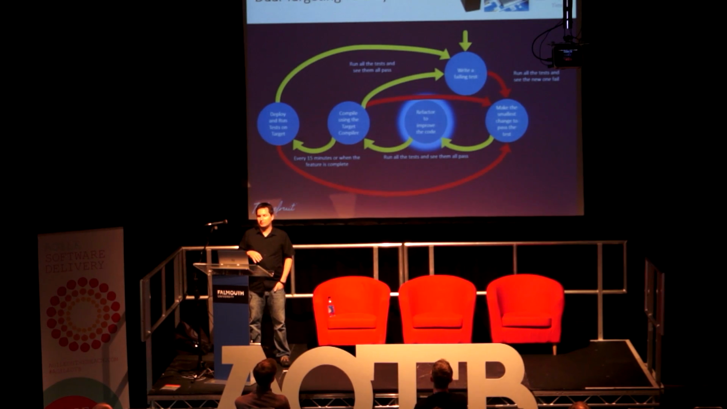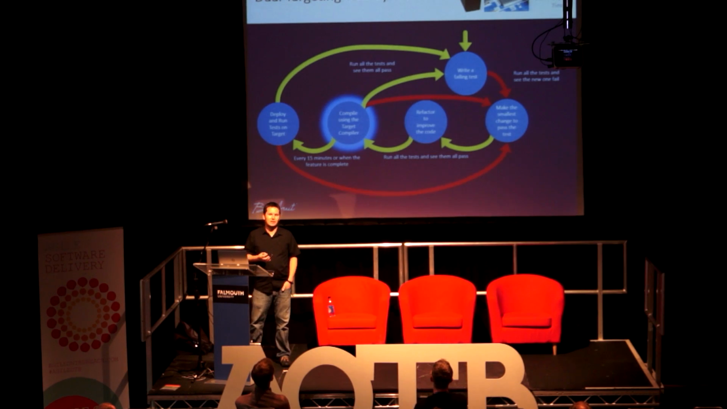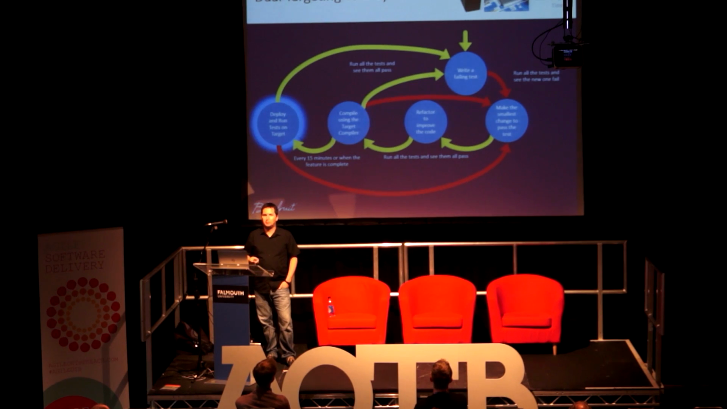When all the tests have passed, I then compile using my target compiler. This checks I haven't actually introduced anything that isn't supported by the target platform. At this point, if I have run my tests in the last 15 minutes, I restart the cycle. Otherwise, I deploy the tests to the target and run them there. This ensures I haven't introduced something that only works on my development system, and only deploying every 15 minutes reduces the impact of the slow deploy and run on the target.